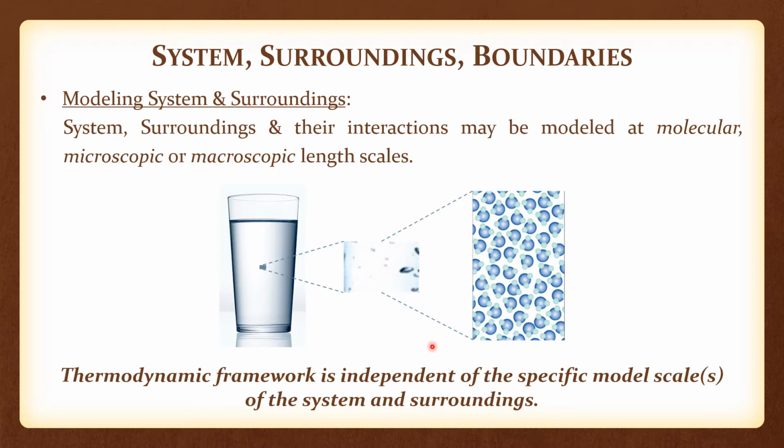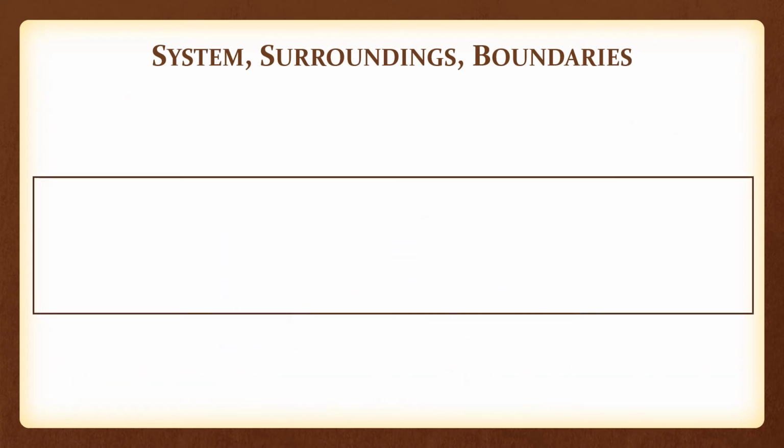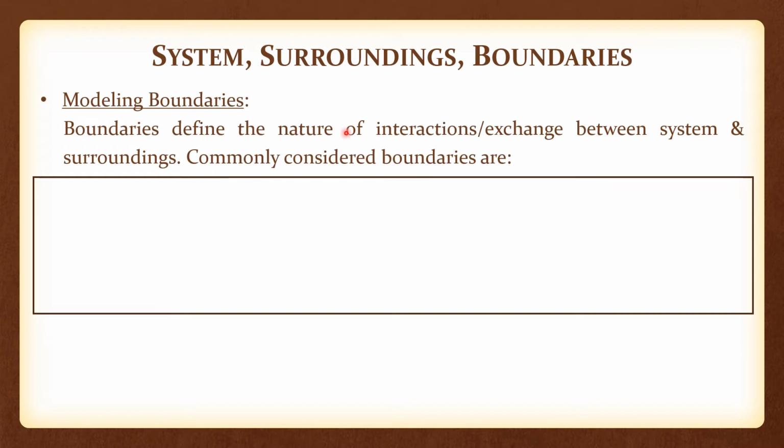All right, the framework works at all scales, so to speak, and we will develop various relationships that are independent of the specific nature of the model of the system and surroundings. Now we are going to spend some time talking about boundaries. Boundaries define the nature of interactions or exchange between system and surroundings.